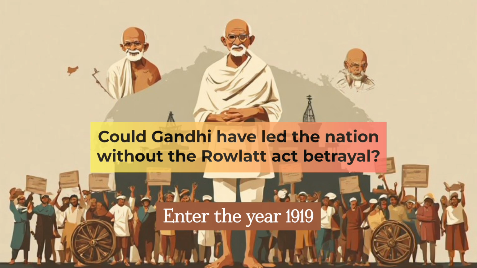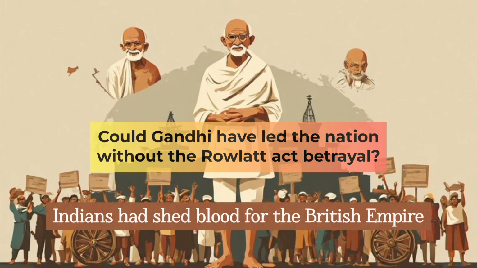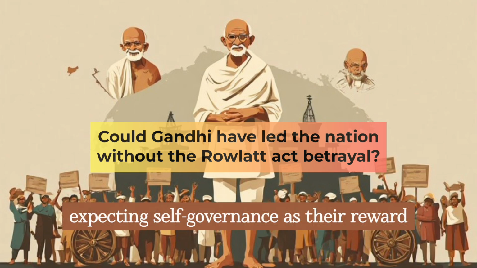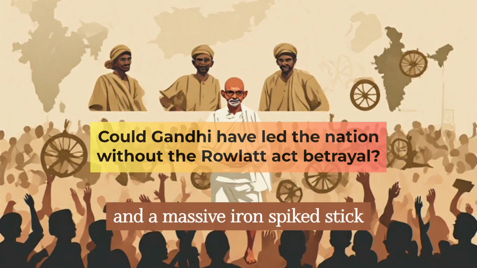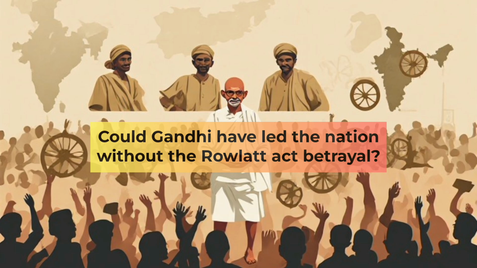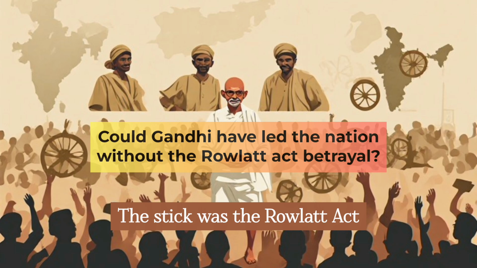Enter the year 1919. World War I has just ended. Indians had shed blood for the British Empire, expecting self governance as their reward. Instead, the British handed them a carrot and a massive iron-spiked stick. The carrot was the Montagu-Chelmsford reforms, the stick was the Rowlatt Act.